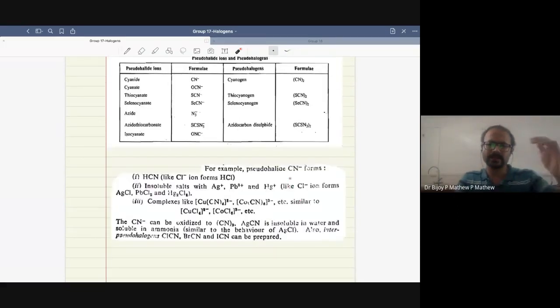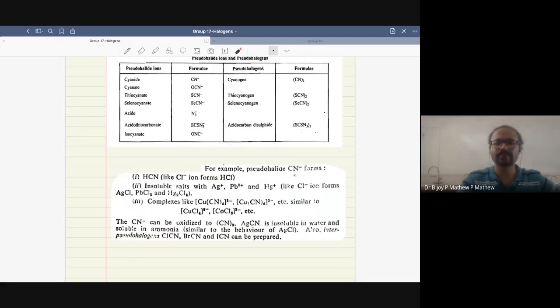Now, let us look into some kind of comparison. As in your syllabus, you are asked only to study the comparison in terms of cyanide and cyanogen, so we will concentrate the discussion only on this.